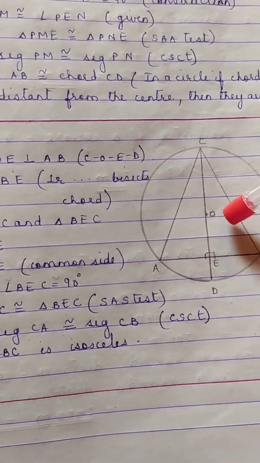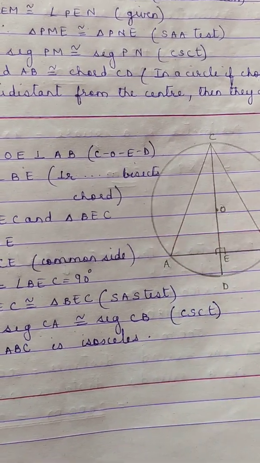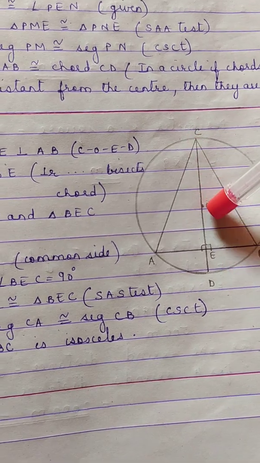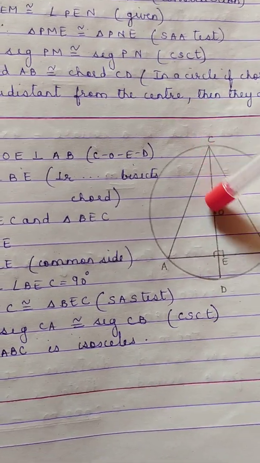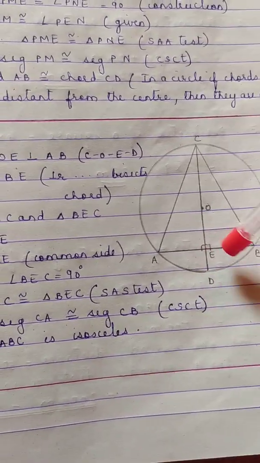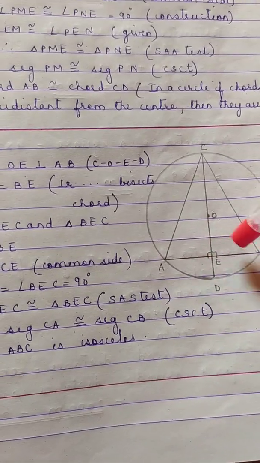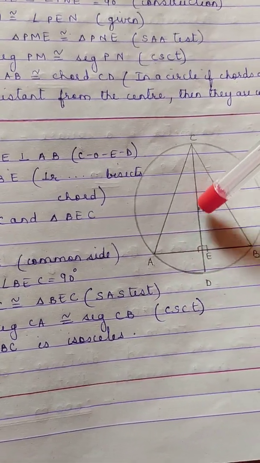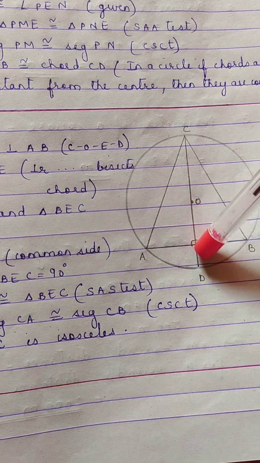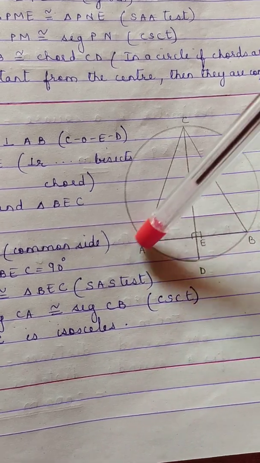So the proof: you have OE perpendicular to AB. C-O-E-D are all in a straight line. You have AE equal to BE. Reason: the perpendicular drawn from the center of a circle to a chord bisects the chord. Therefore, AE is equal to BE.